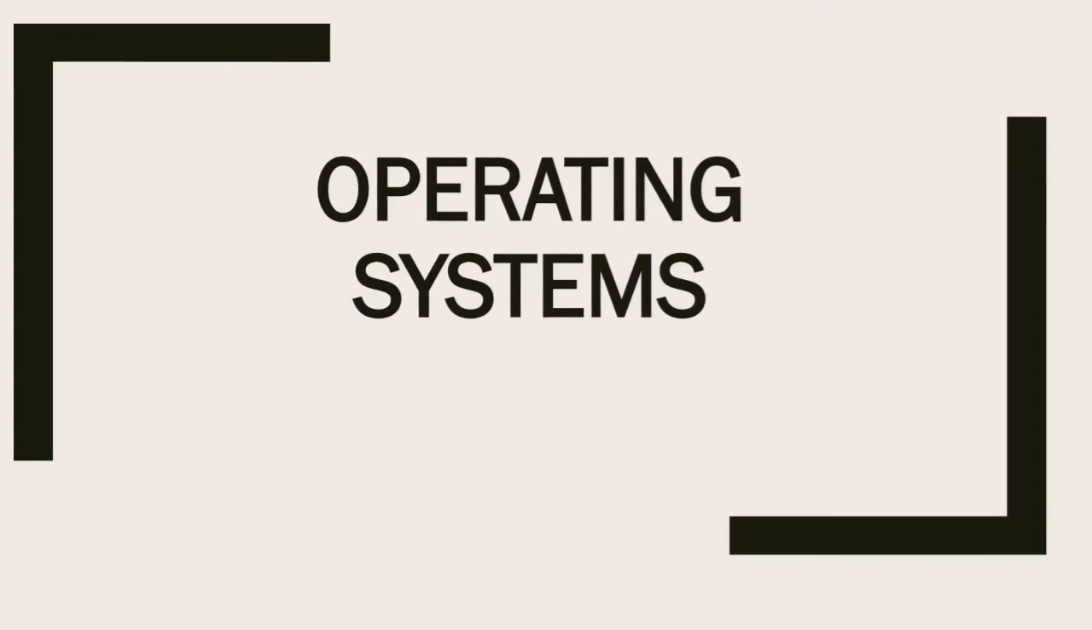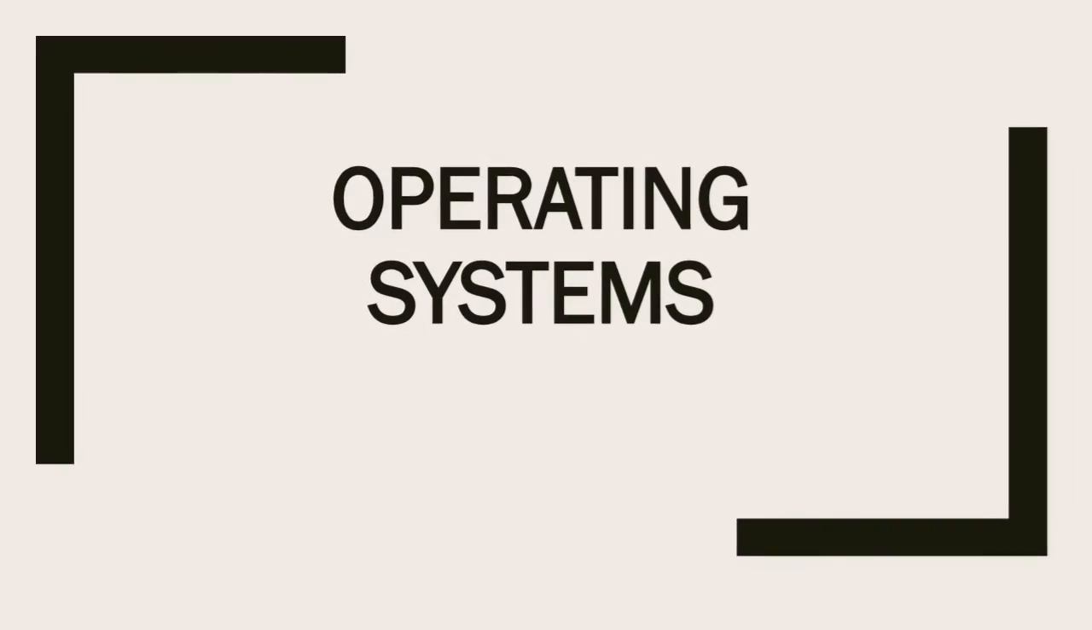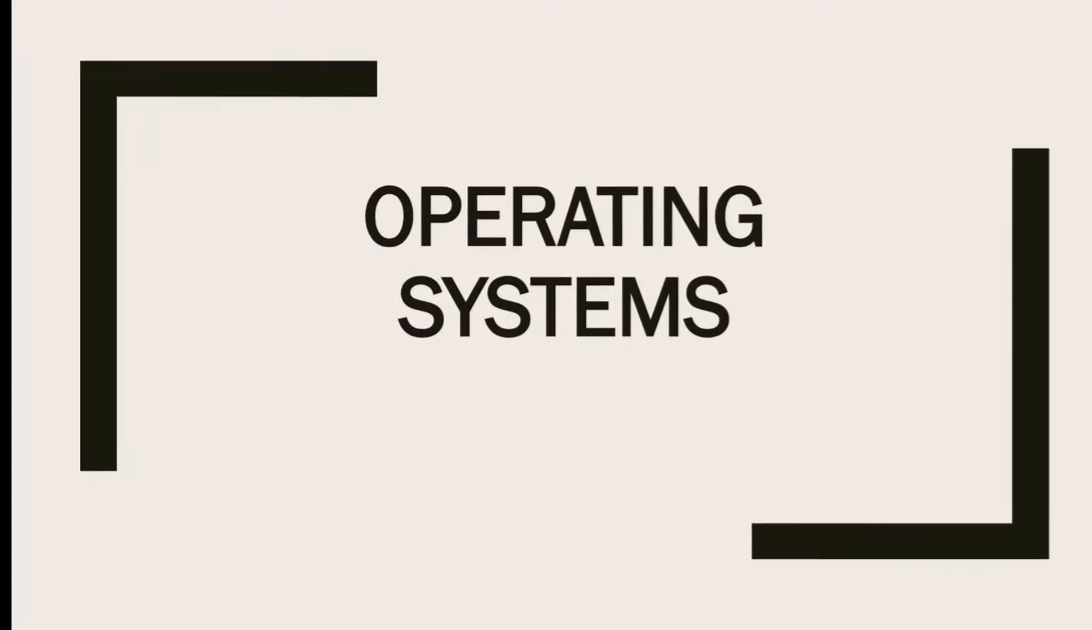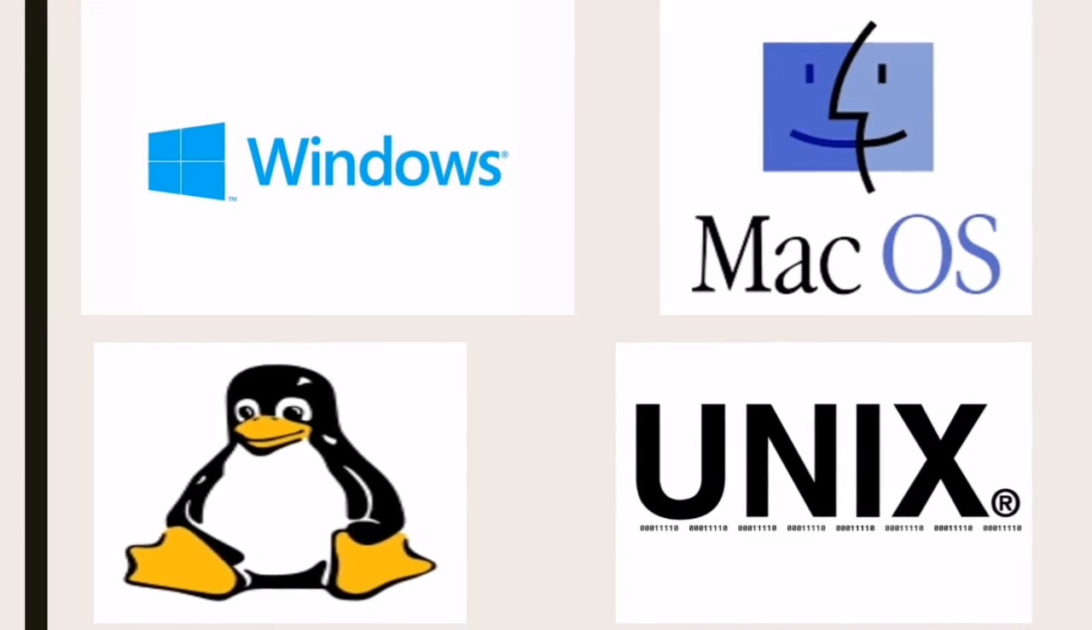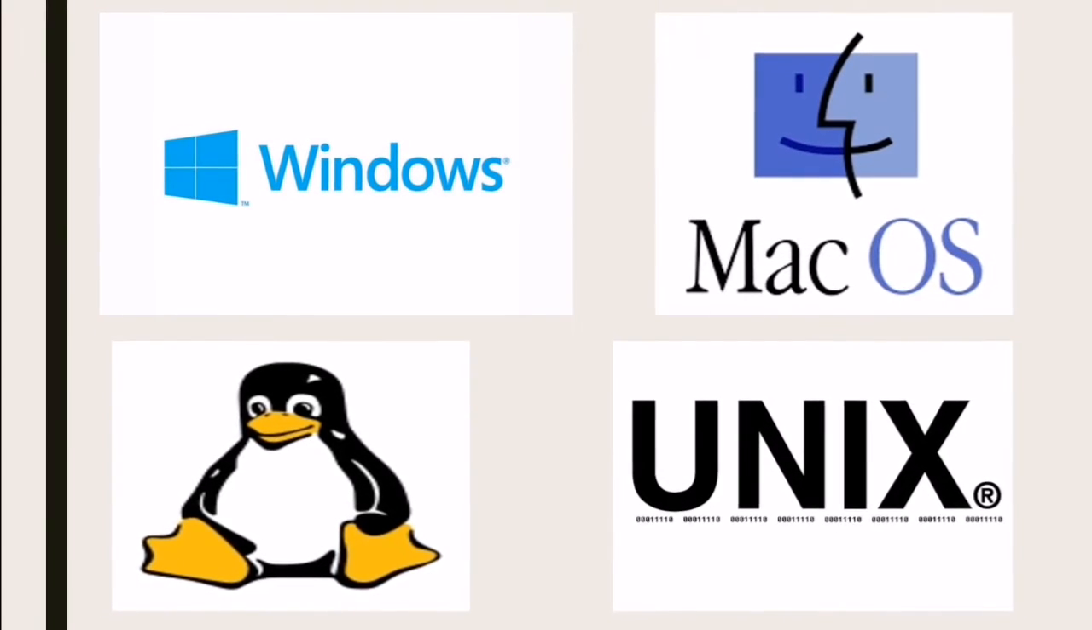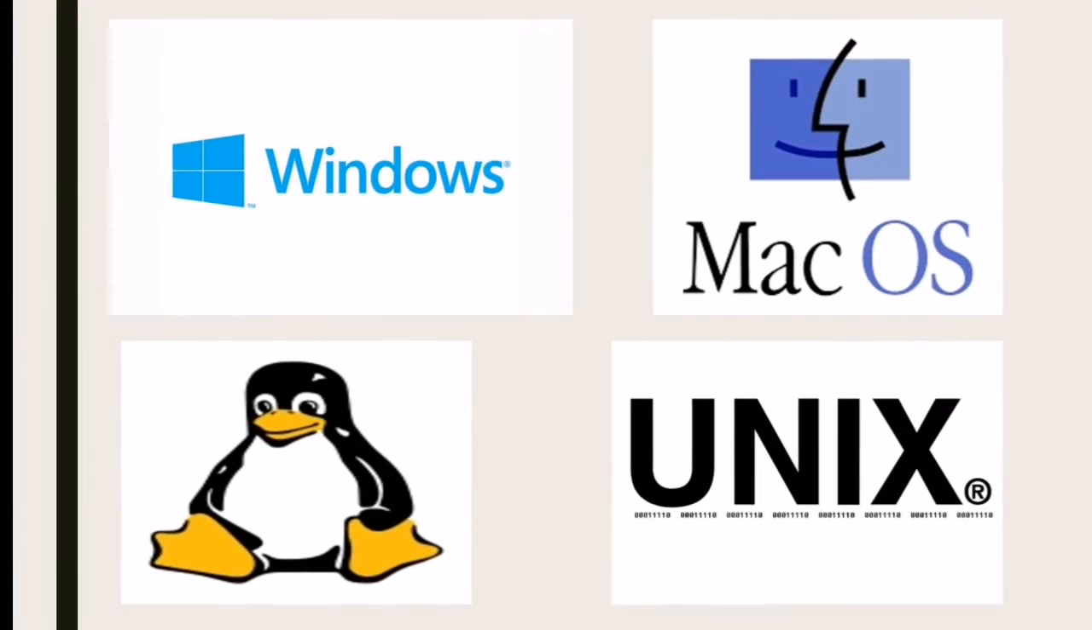Operating system is a software that supports computer basic functions like scheduling, executing, and controlling. These are examples of operating systems: Windows, Mac OS, Linux, and Unix.